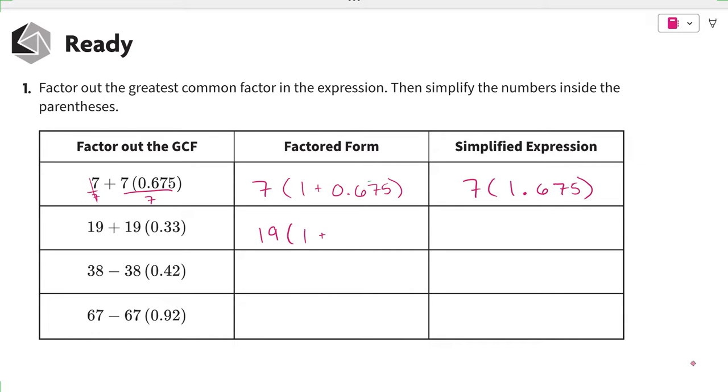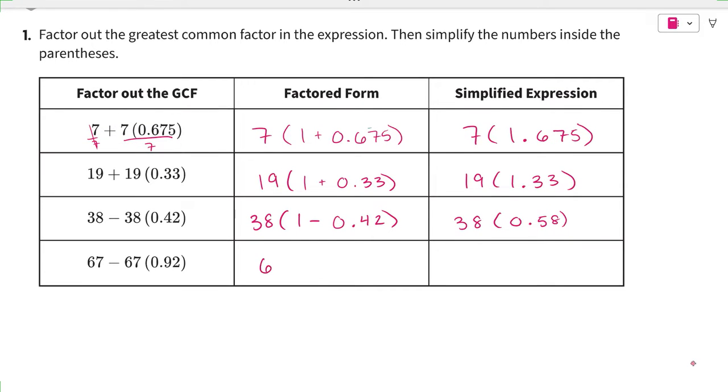Okay, our next one we see that they both have a factor of 19. Just like the last time, it leaves us with 1 plus 0.33. So 19 times 1.33. Here, 38 is in both terms, so let's factor that out. We have a subtraction, so 1 minus 0.42. So that gives us 38 times, 1 minus gives us 0.58.